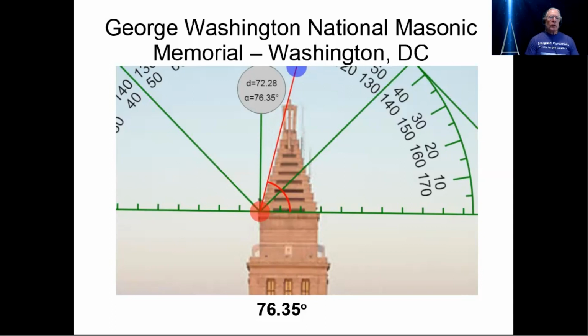So once again, another proof of the significance of the geometry of the Stargate Pyramids is found here in the geometry of the pyramids on top of ancient obelisks.